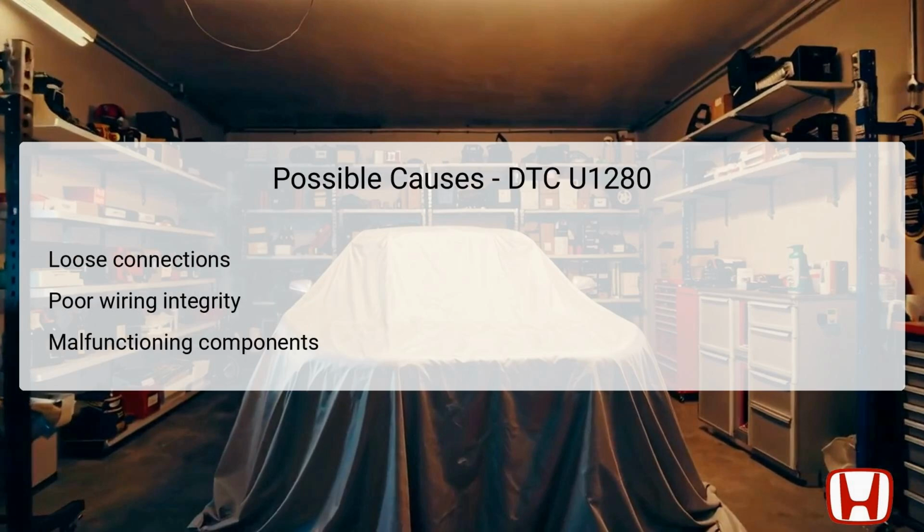The key culprits behind DTC U1280 include loose connections, poor wiring integrity, and malfunctioning components. Loose connections can cause intermittent communication failures, as the electrical signals struggle to transmit accurately between modules. Additionally, if there is any disruption in the wiring, such as fraying or corrosion, the signals can become weaker or lost entirely, leading to a bus-off status.